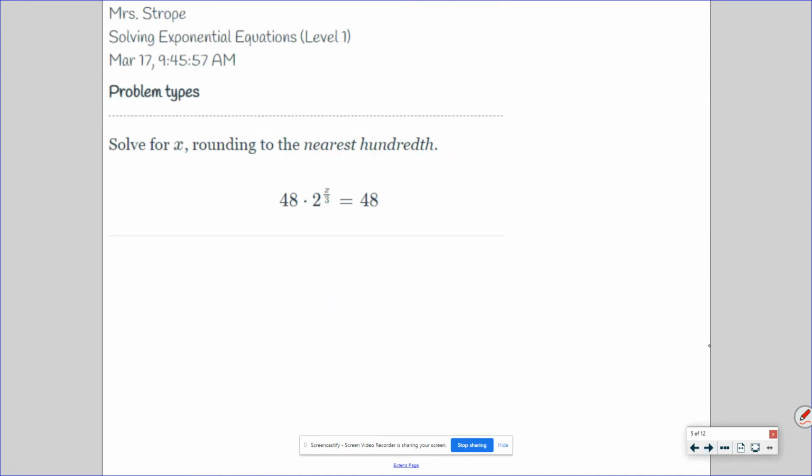Here's an example of what Delta Math may ask you. So in Delta Math, what we're going to do is isolate the exponential part. So dividing by 48 would be your first step. And you get 2 to the x over 3 power equals 1. From this point, you can apply a logarithm to both sides of the equation. And it wouldn't matter if you did a log or a natural log. It doesn't matter in this situation.